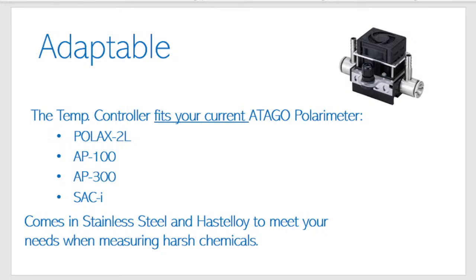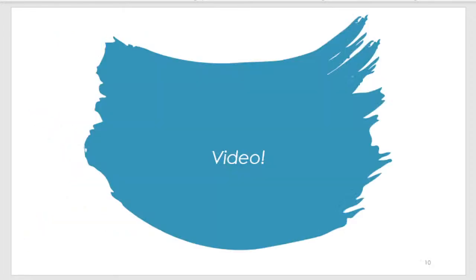But if you already have an Atago polarimeter, you can purchase the temperature controller and add it to whatever Atago polarimeter you currently have, whether it's old, discontinued, or new. It'll fit it. Not only that, the wetted material of the temperature controller comes in stainless steel, which is the most common metal out there for this type of application. But it also comes in Hastelloy to meet the needs that you might have with some harsh chemicals they might need to measure. Okay, let's jump to the video.